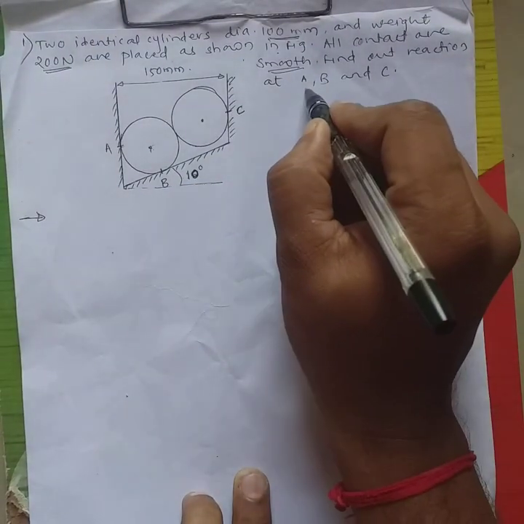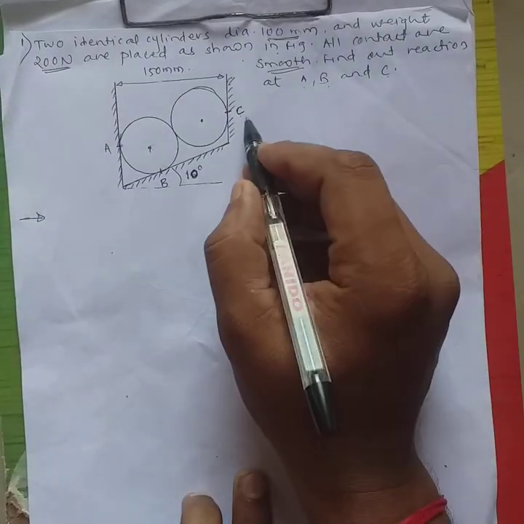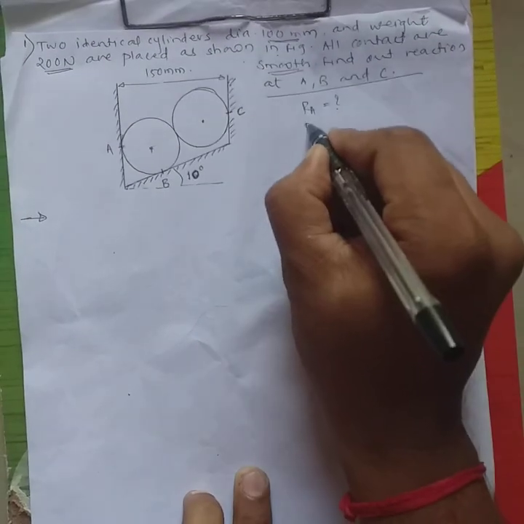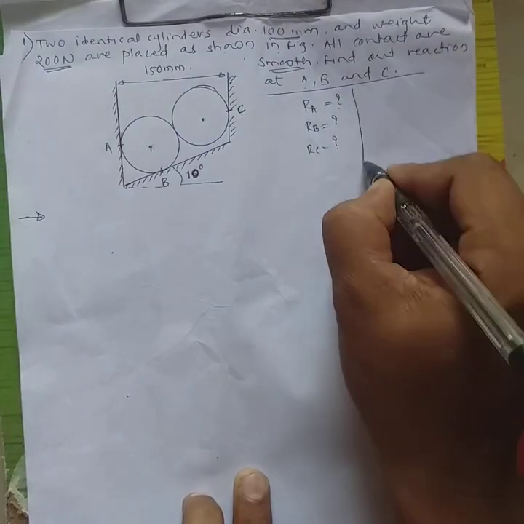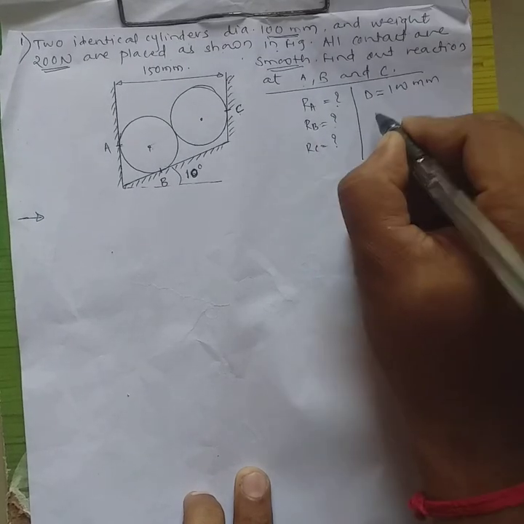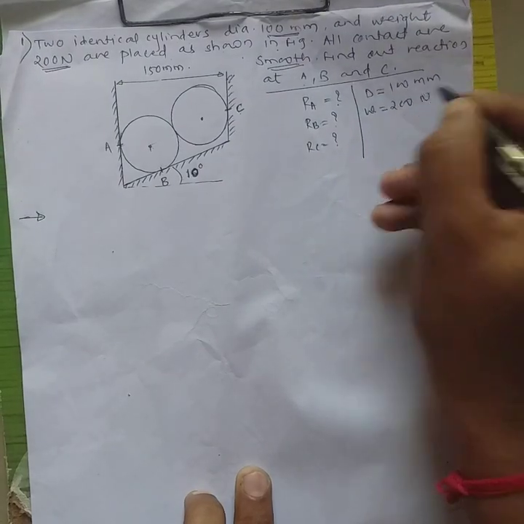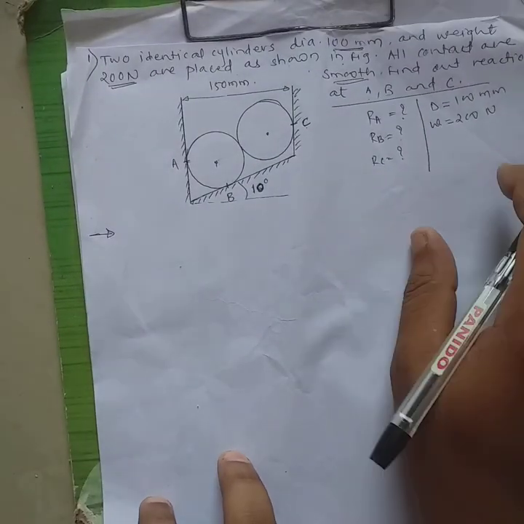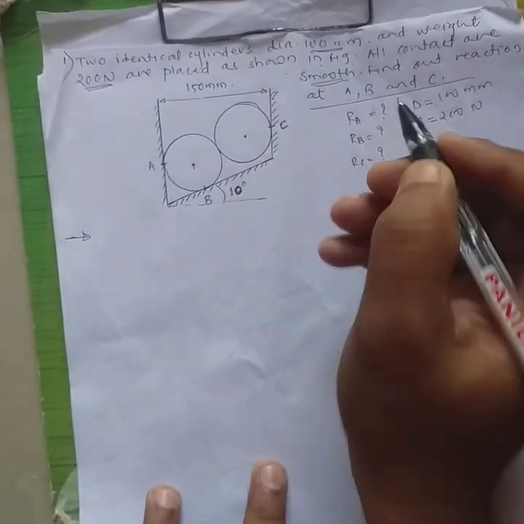Find out the reaction at point A, point B and point C. What we have to find out is the reaction at point A, that is RA, the reaction at point B, and the reaction at point C. And what is given? The diameter of each cylinder is 100 mm, and its self weight is 200 Newton.